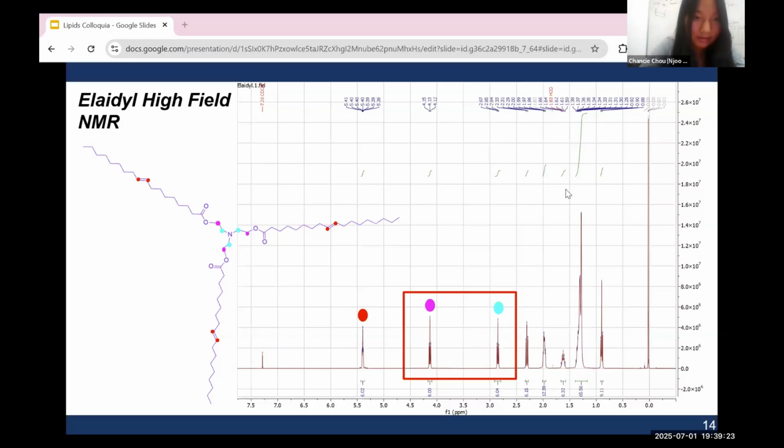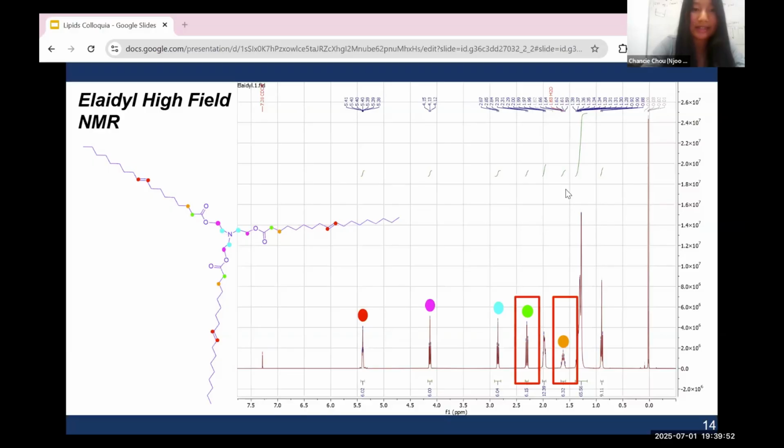Next would be the peaks highlighted in pink and bright blue. These are close to the oxygen, which does withdraw electrons. It's worth noting that the bright blue peak corresponds to the carbon next to the tertiary amine. The amine is also an electron withdrawing group, just not as strong as the oxygen, which is why it's further upfield. Next are the orange and green peaks. These are also impacted by the ester.